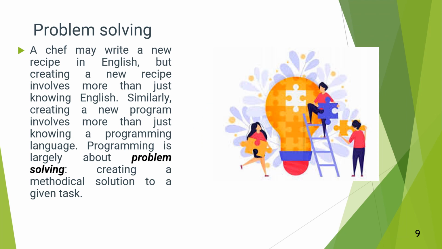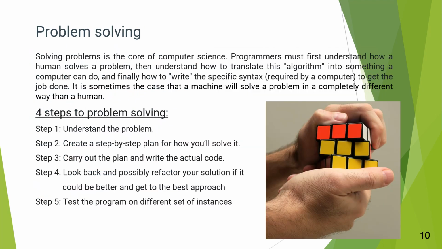Coming to the next topic, problem solving. Problem solving is generally described as a method to solve a problem for a given task. So it is a step-by-step procedure. There are mainly 4 steps involved in problem solving. First, we have to understand the problem. Next, we have to create a step-by-step plan for how to solve the problem, which we consider as an algorithm.